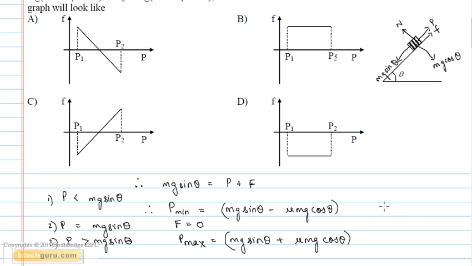When P is equal to P1, that is P minimum, the frictional force is maximum in the positive direction. As P moves from P1 to P2, the value of frictional force decreases. That is, when P is equal to mg sin theta, frictional force is 0, and when P is equal to P2, that is P maximum, the frictional force will be maximum in the negative direction. Therefore, the graph in option A depicts it correctly. That is, option A is the correct answer.